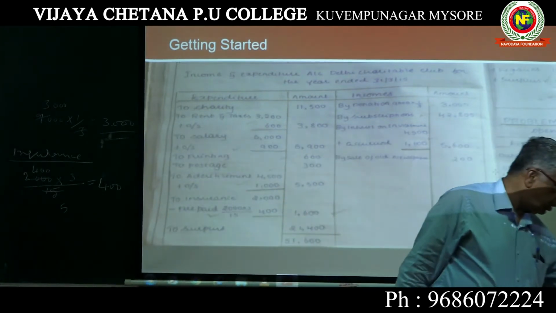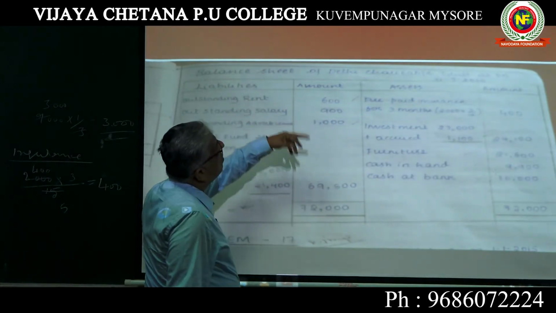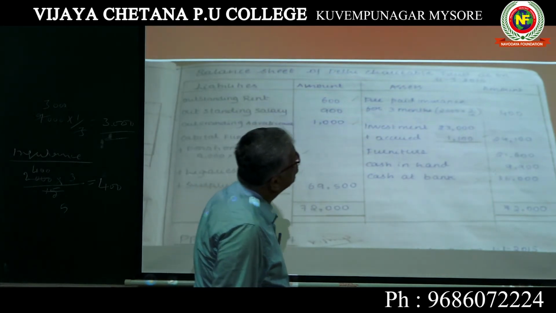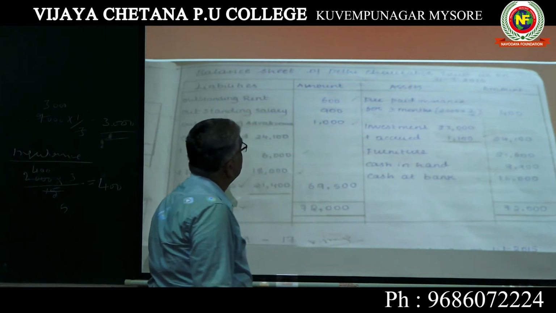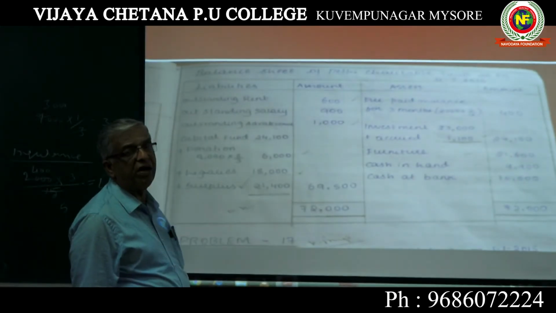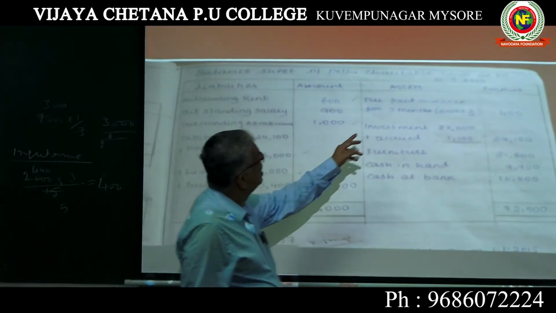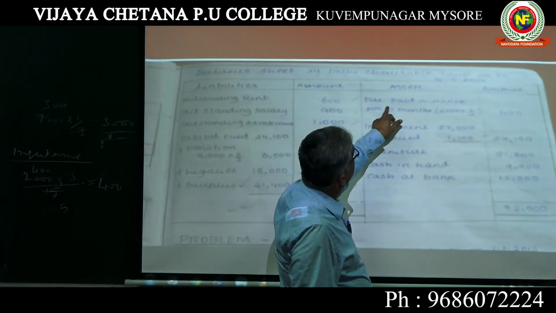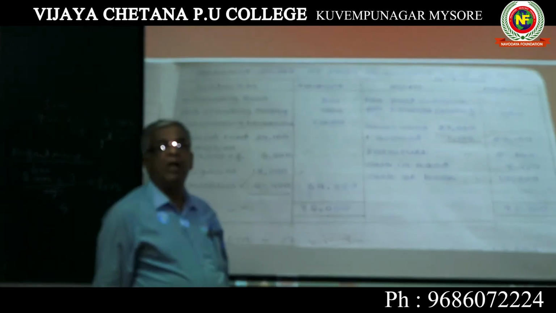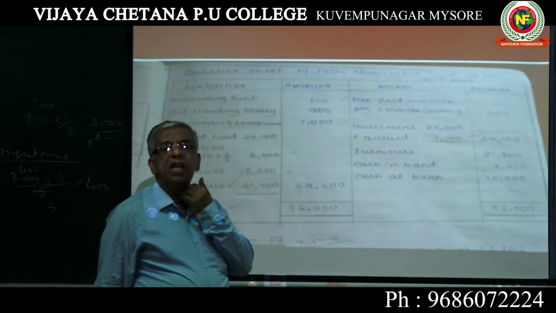I am going to proceed to work out the balance sheet of Delhi Charitable Trust as on 31st March 2015. See here, balance sheet. Liabilities on the left hand side, assets on the right hand side. So here is the prepaid insurance that we have already calculated while preparing the income and expenditure account. Prepaid means paid in advance.